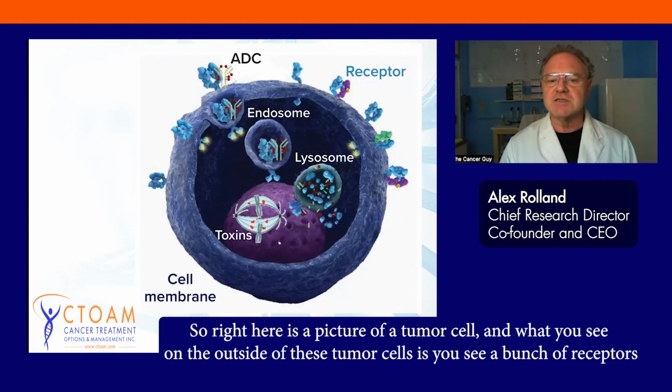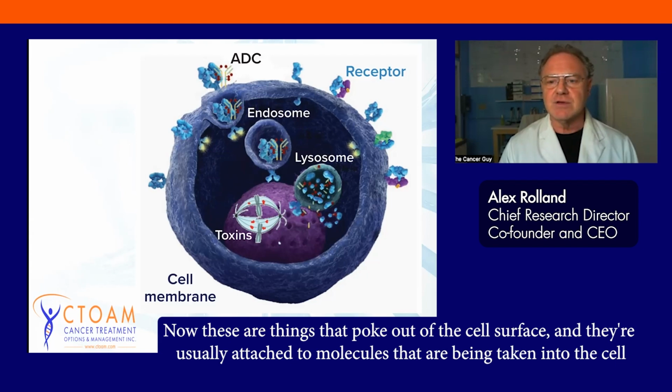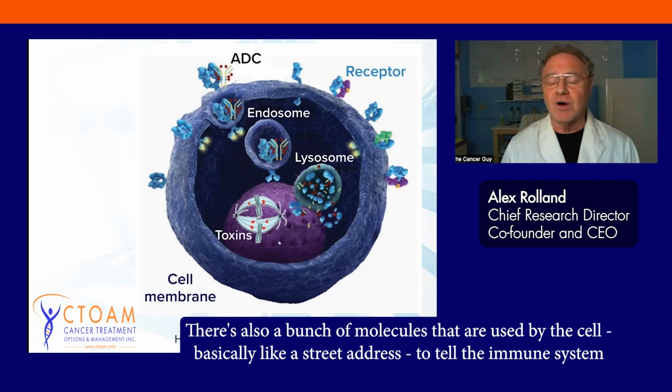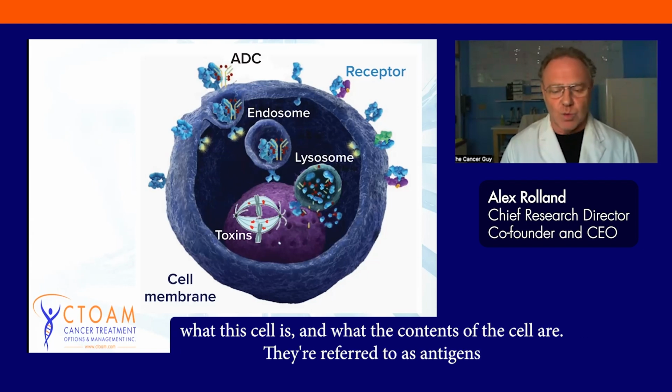So right here is a picture of a tumor cell. And what you see on the outside of these tumor cells is a bunch of receptors. These are things that poke out of the cell surface, and they're usually used to attach to molecules that are being taken into the cell. There's also a bunch of molecules that are used by the cell, basically like a street address, to tell the immune system what this cell is and what the contents of the cell are.